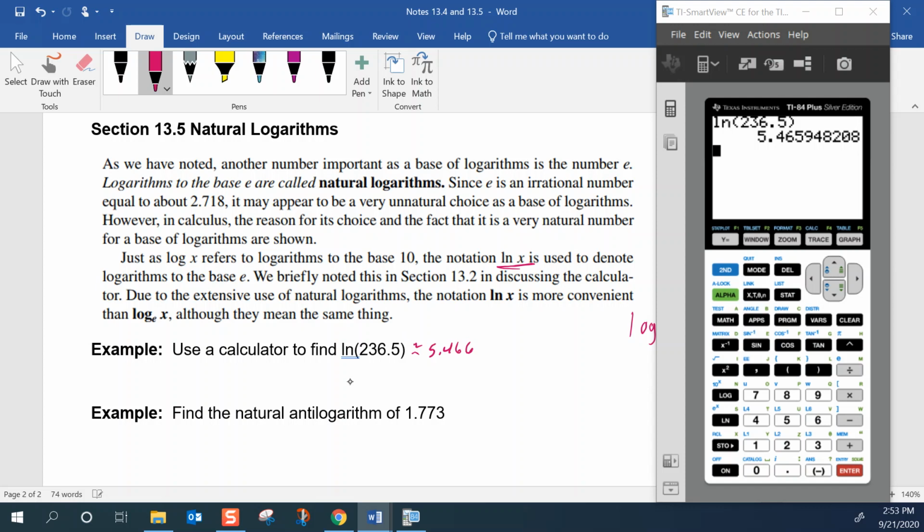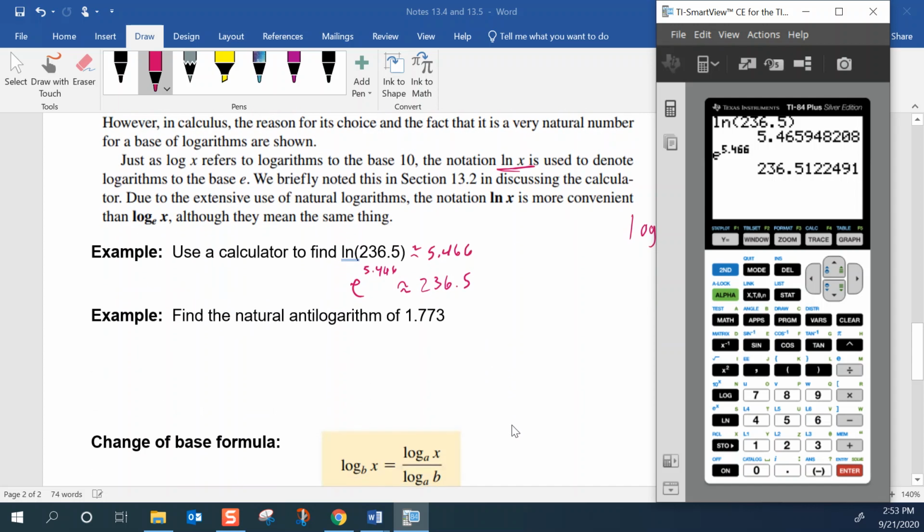So this means if we were to take e to the power of 5.466, we would get approximately 236.5. Okay, so it's just like common log, except we're base e. So if you want to try it out, you take e to the power of 5.466, and we get very close. It's 236.51.